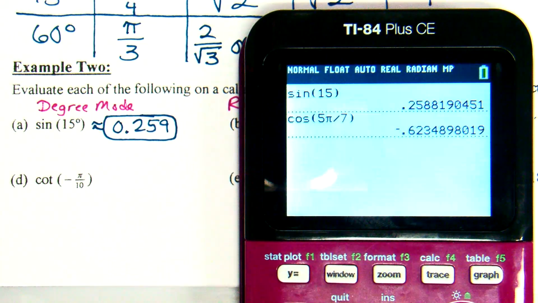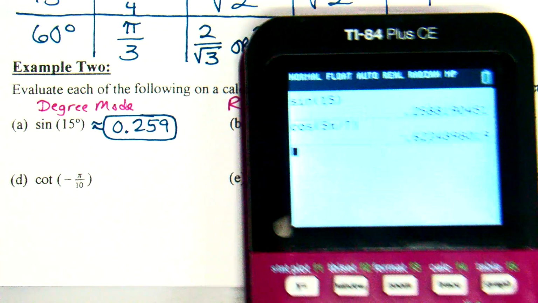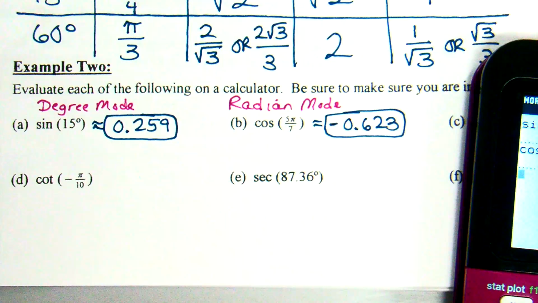If I do 3 decimal places, I'm going to say it's approximately negative 0.623. Are we getting them? Okay. What about C?